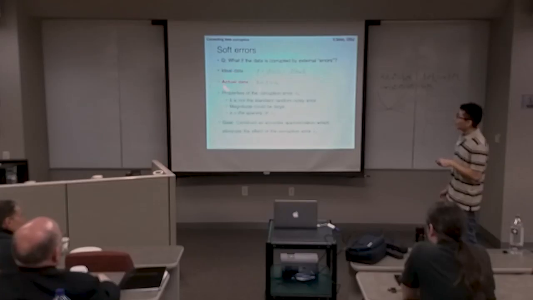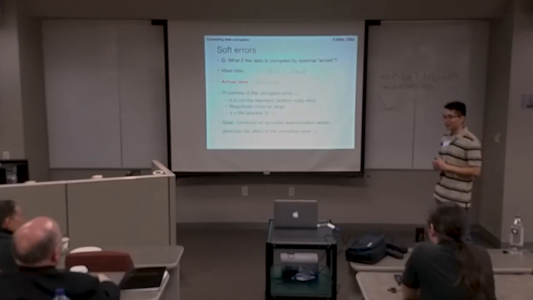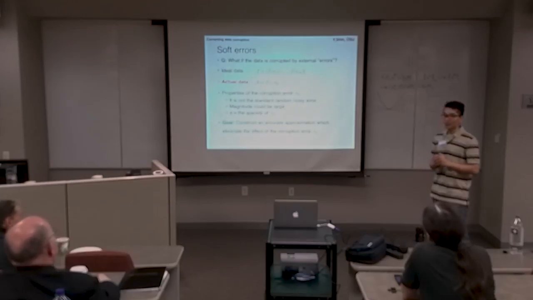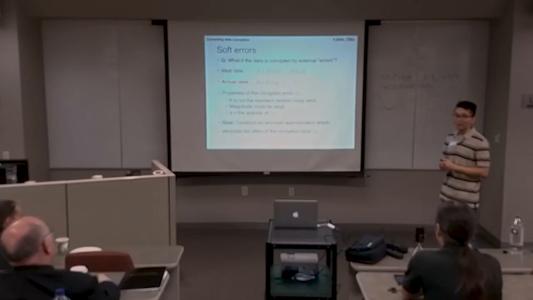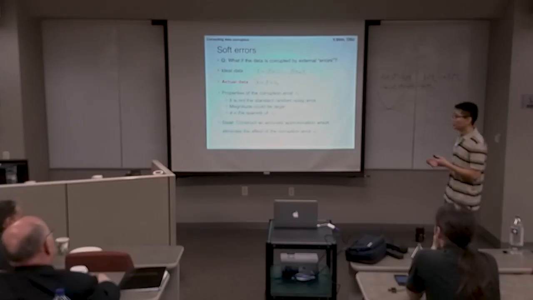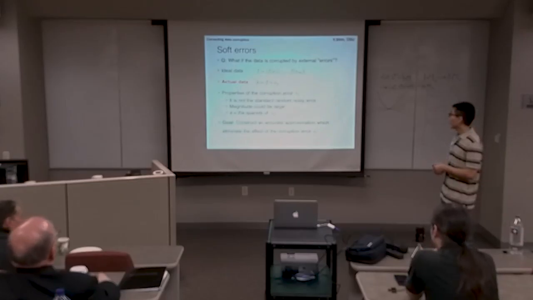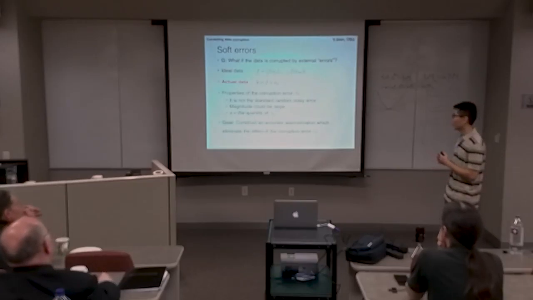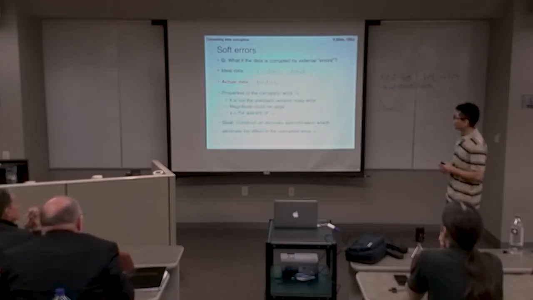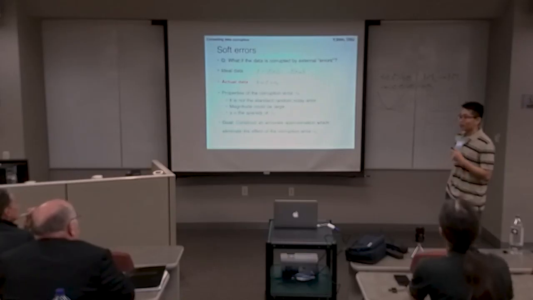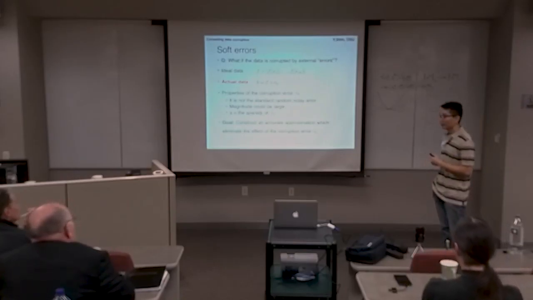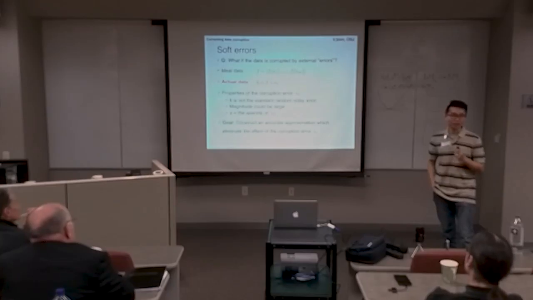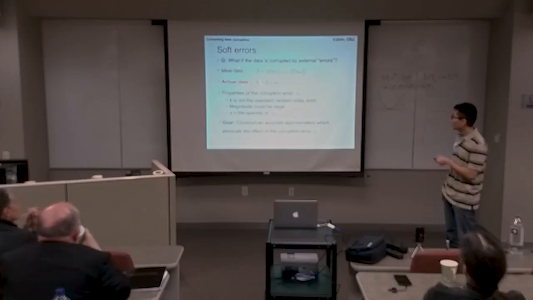The actual data we obtain is b, which is f plus es. This es is the corruption error. This is not the same as the standard random noise error, which is usually modeled by random variables. And magnitude-wise, this corruption error could be very large. We do not have any bound for this or any assumption on the magnitude. And also it is sparse. And the obvious goal is to construct an accurate approximation which eliminates the effect of the corruption error by only using this corrupted data b.